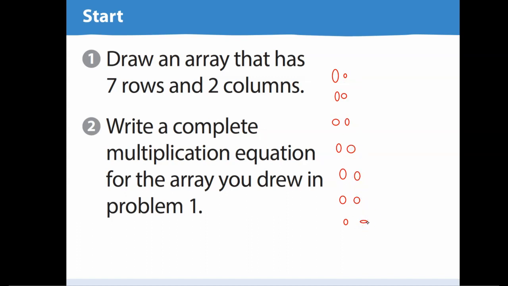Okay. It says write a multiplication equation for the array that you drew in problem 1. So you see the 2 numbers? Those are the numbers that I use. The first number tells me how many rows I have. So how many rows do I have? 7. How many rows? That's this way. 7. Multiplication times how many columns? 2. 7 times 2. So what's the total? 14.